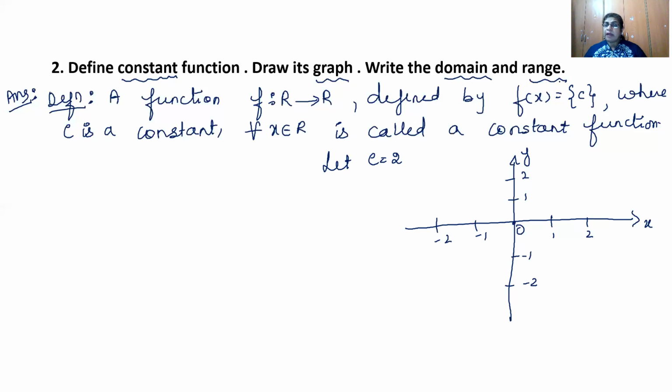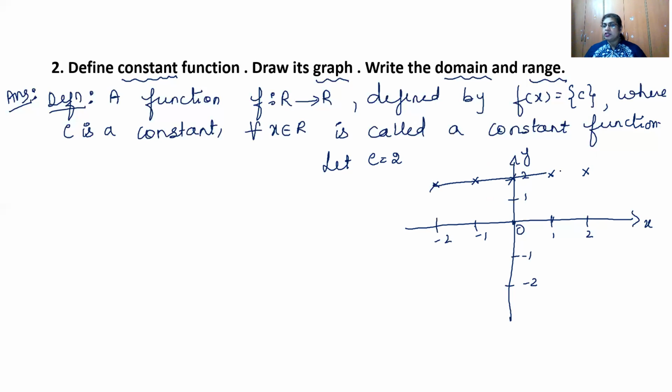So what will happen? Any value you give for x, your answer should be 2 only. That means if you are taking x as 0, my answer is 2. If you take x as 1, my answer is 2. If you take x as 2, then also the answer is 2. X is -1, answer is 2. X is -2, still the answer is 2. So what are we going to get? You're getting a horizontal line parallel to the x-axis which passes through that constant 2.